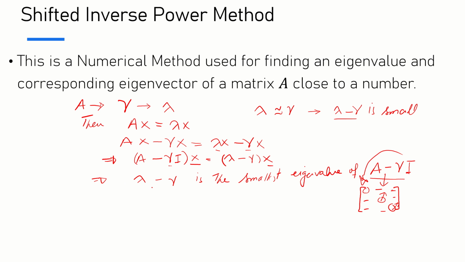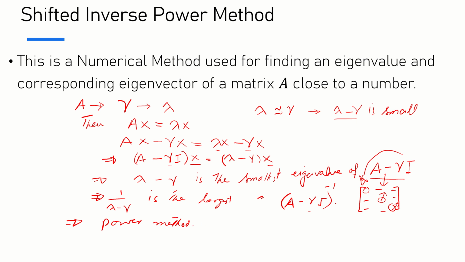So if lambda minus gamma is the smallest eigenvalue of A minus gamma I, this implies 1 over lambda minus gamma is the largest or dominant eigenvalue of (A minus gamma I) inverse, which means we would apply the power method in this case on the matrix (A minus gamma I) whole inverse.